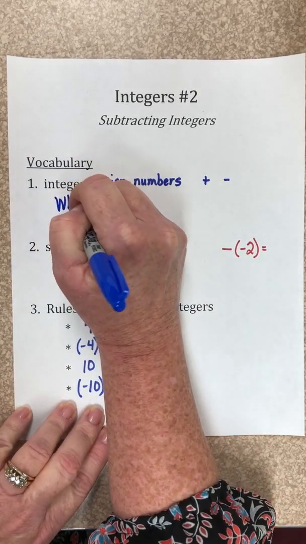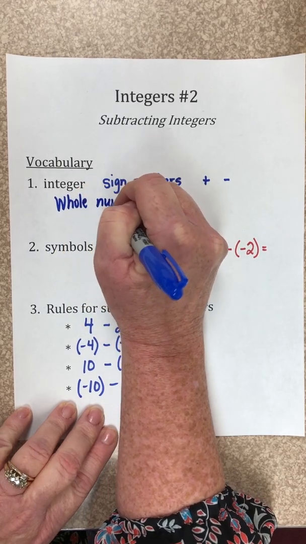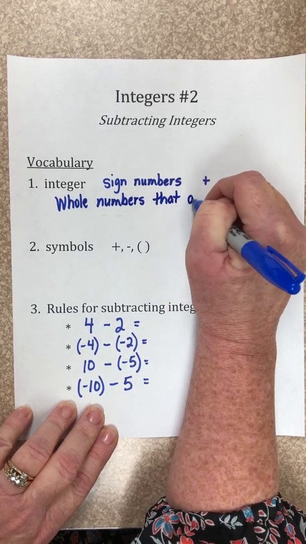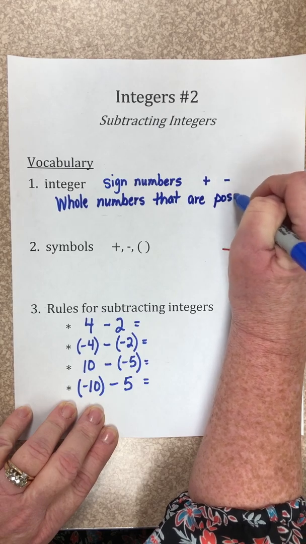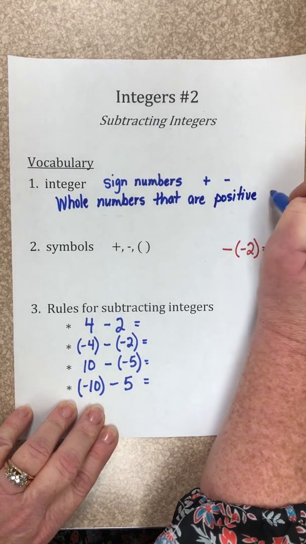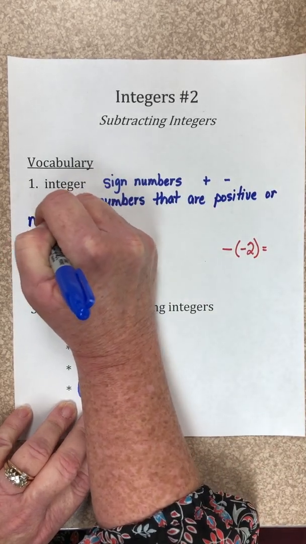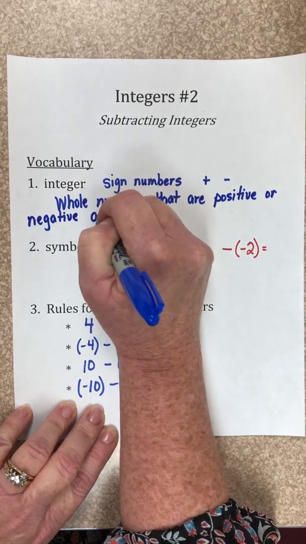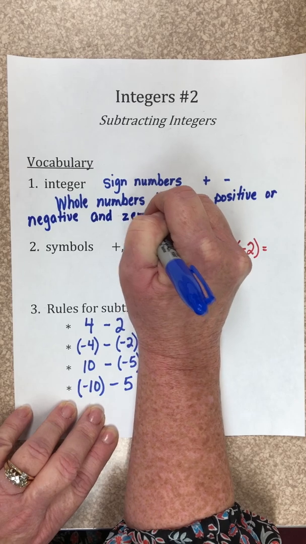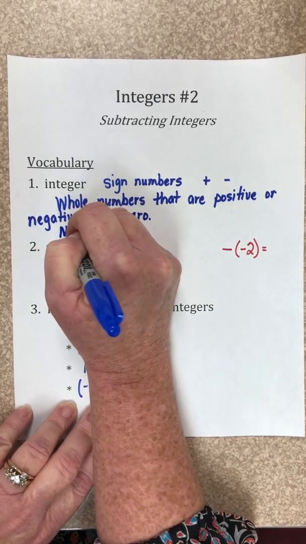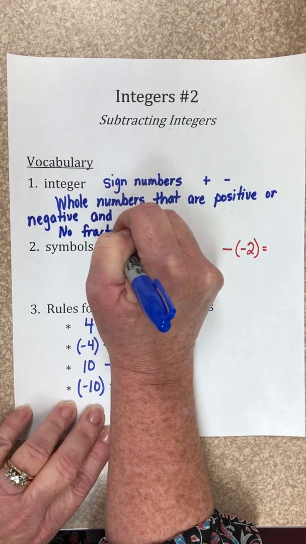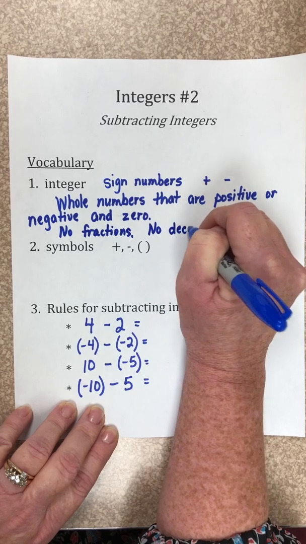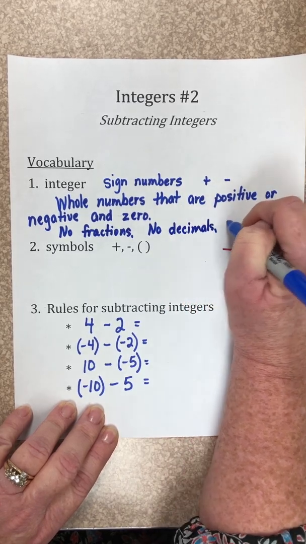Integers are whole numbers that are positive and/or negative, and 0. There are no fractions, no decimals, and no percents.